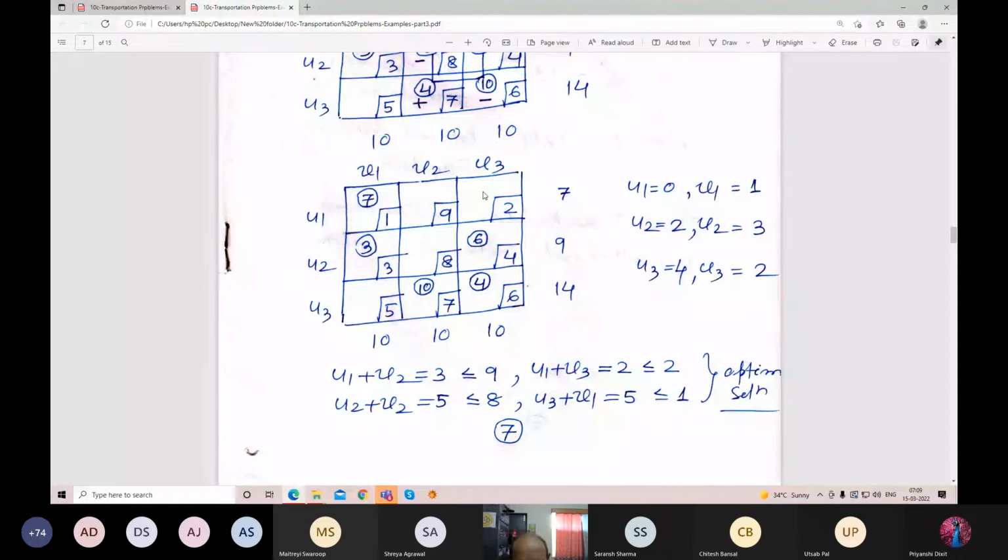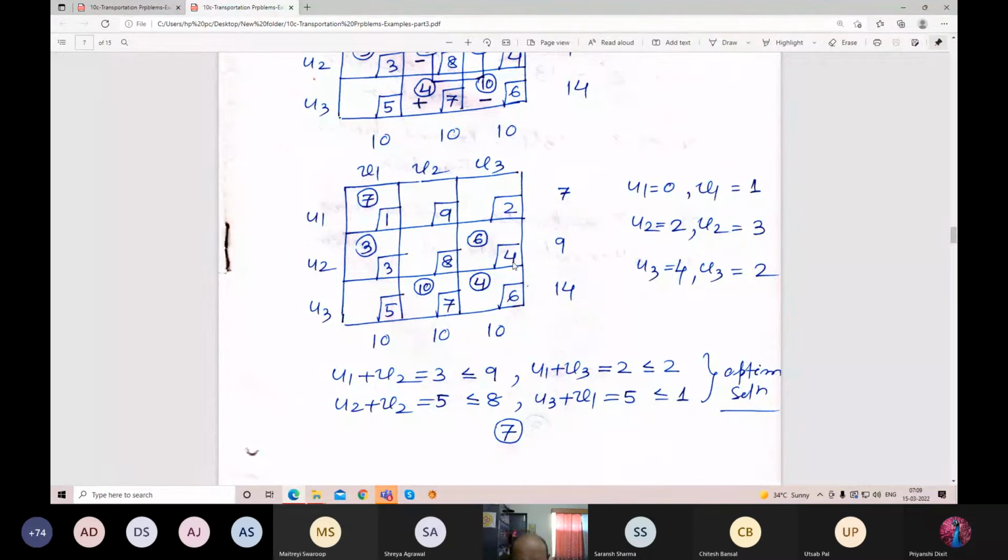Cell number 1,3 is not allocated. Cell number 2,2 is not allocated. Cell number 3,1 is not allocated. With respect to cell number 1,2: U1 plus B2, 0 plus 3, that is 3. This 3 is less than or equal to 9. It is true, so it is fulfilled.